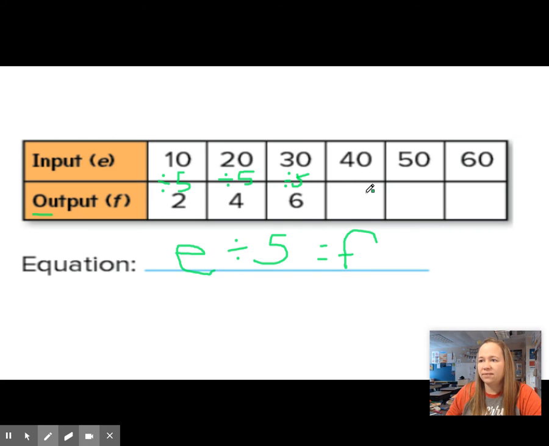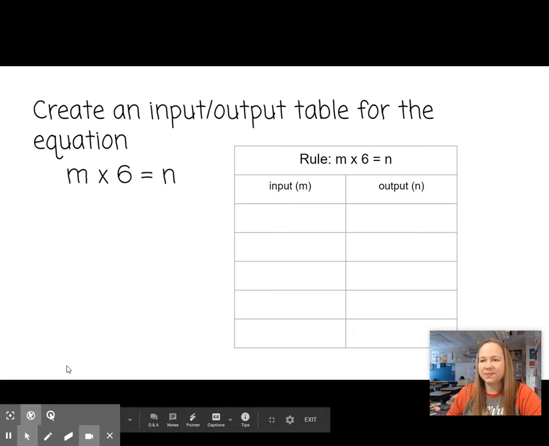40 divided by 5 is 8. 50 divided by 5 is 10. 60 divided by 5 is 12. You got it. Great work. Good work, friends. All right, create an input-output table for the equation.